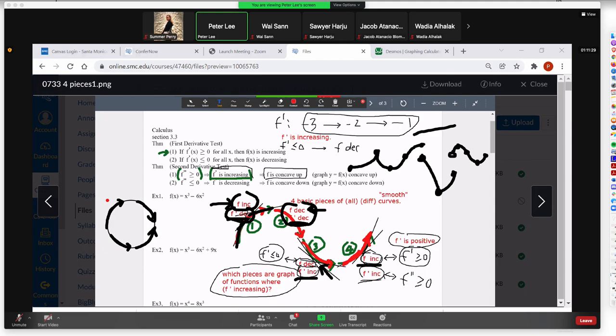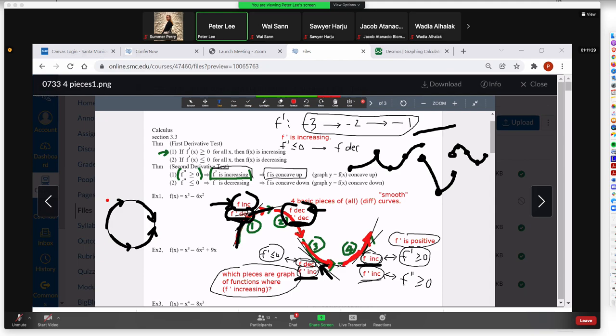Now let me write the correct statement. If f is increasing and f is differentiable, then f prime is positive. This is correct. So if f is increasing and f is differentiable, then f prime is positive.